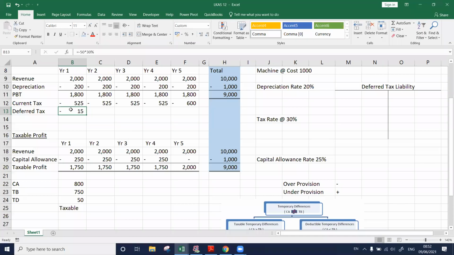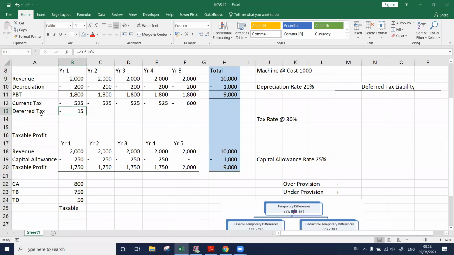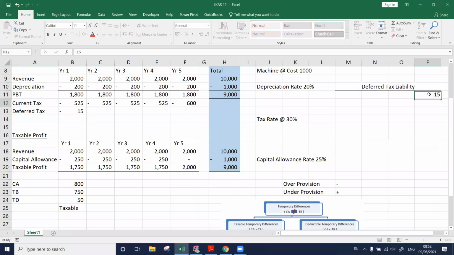So how can we account for this 15? What have we done here in year 1 for this 15? We debited our P&L account. We have identified an expense called deferred tax. With respect to that, what is the other entry we need to pass? P&L is debited, so where do we credit? We need to credit it under the deferred tax liability account.